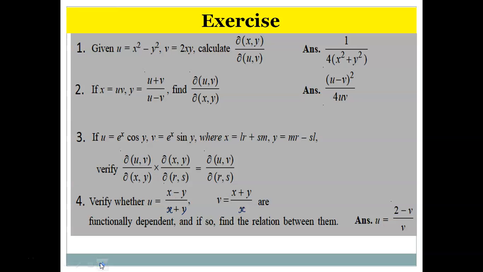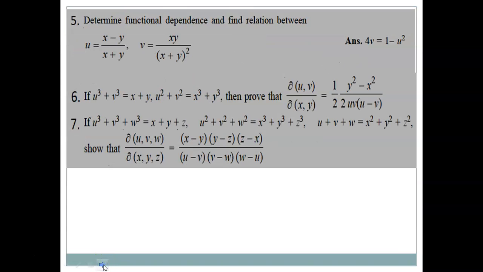Now we are giving one exercise. Certain questions are there based on the three properties and this case of Jacobian of implicit functions. So 4 exercises are there, then we have 3 exercises here. So in total 7 numerical problems are there. You solve these problems based on the discussion carried in this lecture.